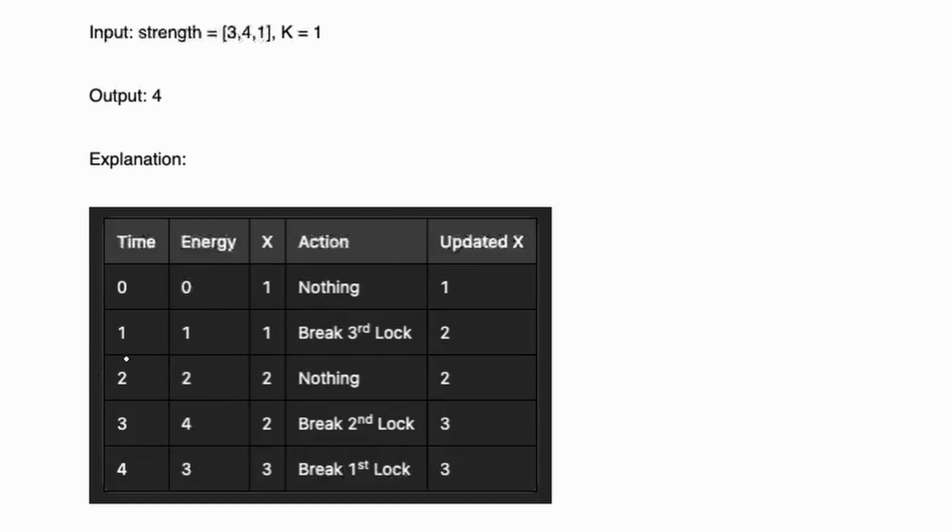The next minute, our time is 2, our energy is 2, and we don't do anything. Then we get to time 3. Our energy is 4 at this point, so we could break the second lock with value of 4, and again we increase our factor by K, so now our factor is 3. Then at time 4, our energy is 3. We can break the first lock, and our factor is again increased.